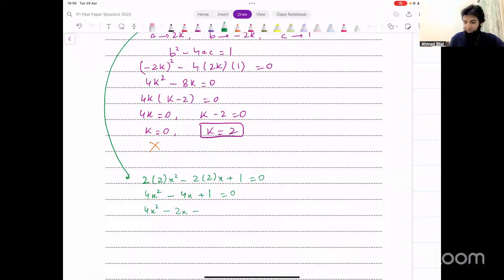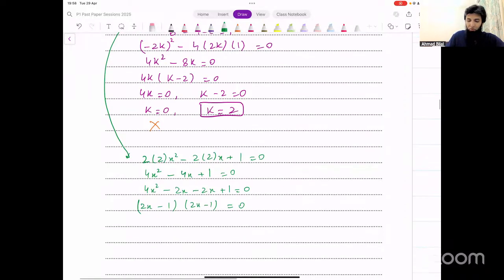We can break the middle term like this. It becomes 4x squared minus 2x plus 1 equal to 0. And that gives us two factors, 2x minus 1 and 2x minus 1. These are repeated factors, and that was expected because it's a line that's tangent to the curve. So it should only meet at one point. It should only give you one solution. And that's turning out to be x equals 1 over 2.